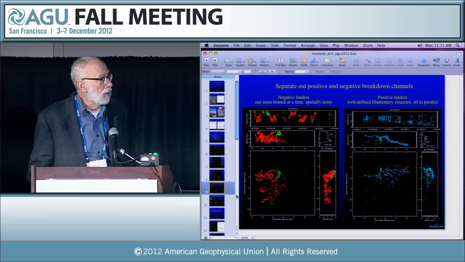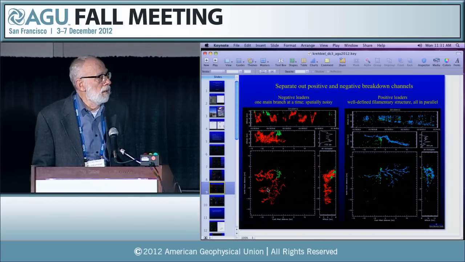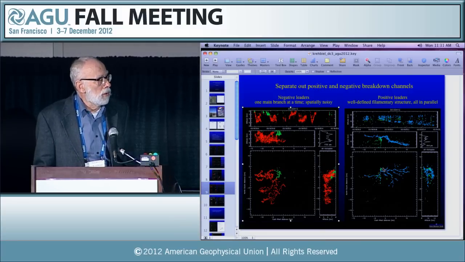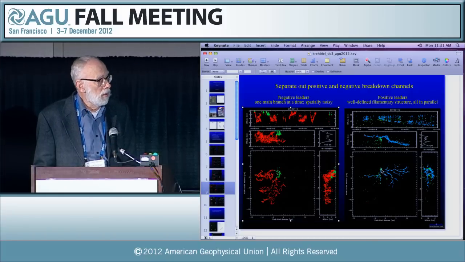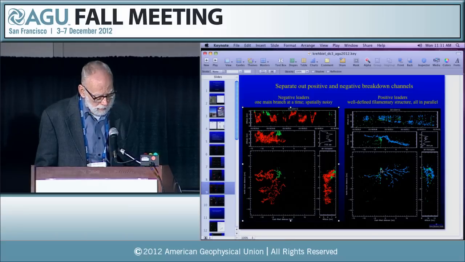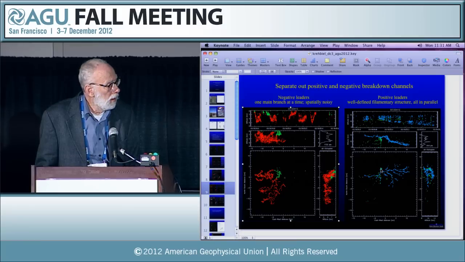Okay. So what we can do to illustrate the differences between the positive breakdown and the negative is just stratify it according to altitude. On the left here we have the negative breakdown into positive charge regions. On the right we have just the channels that are associated with positive breakdown into negative charges. You can see already the difference between the two a little bit more clearly.